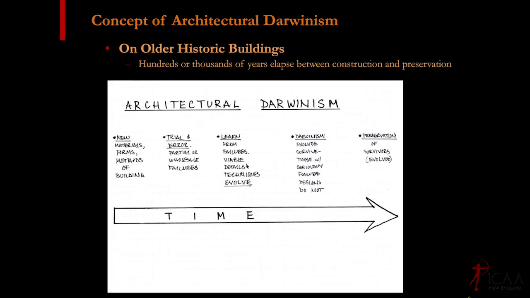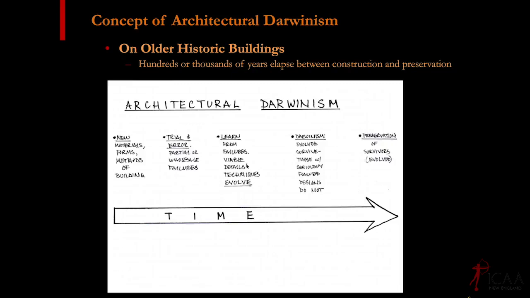So I'd kind of diagram this process of architectural Darwinism like this. When you have a new material or a form or method of building, like a tall, slender, unreinforced Northern French Gothic cathedral, people are figuring stuff out. They're figuring out how to make it work. There's a lot of trial and error. They learn from failures, their own, and from their colleagues who are trying similar things.